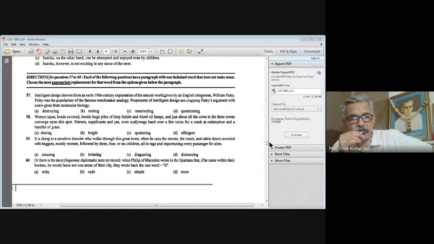Intelligent design derives from an early 19th century explanation of the natural world given by an English clergyman, William Paley. Paley was the popularizer of the famous watchmaker analogy. Proponents of intelligent design are crupping. So crupping is italicized. Instead of crupping, you have to tell which is a better option. Proponents of intelligent design are crupping Paley's argument with a new gloss for molecular biology.